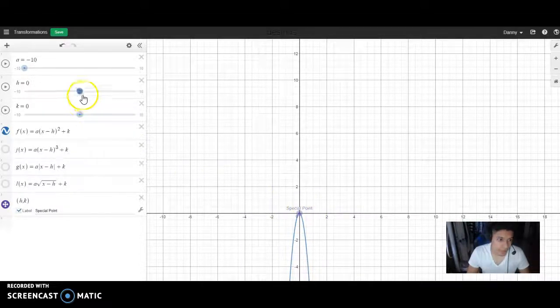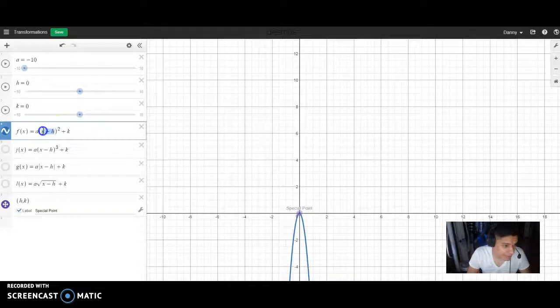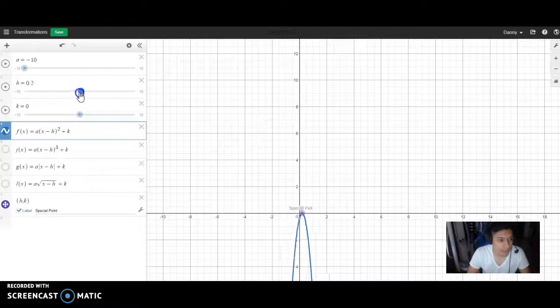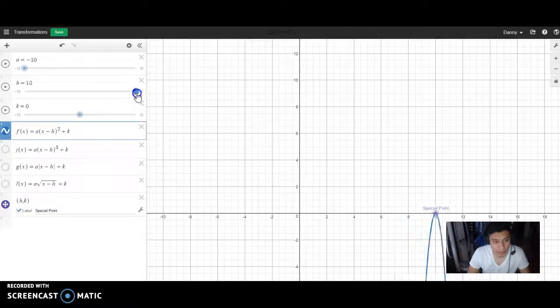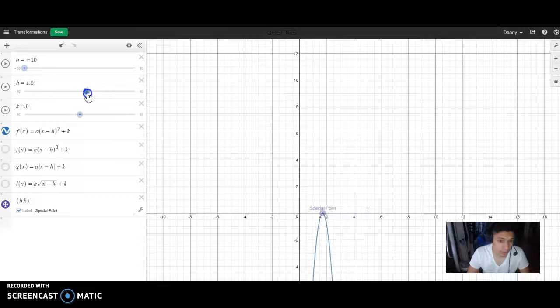So now h, this is a tricky one. H goes inside. You see how it's inside? Like before I square it, I'm gonna subtract h. So when I move h to the right, make it bigger, it's gonna move to the right. If I make h smaller, it's going to move to the left, right?